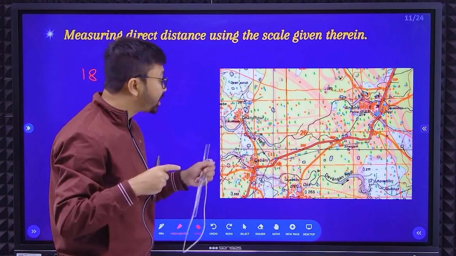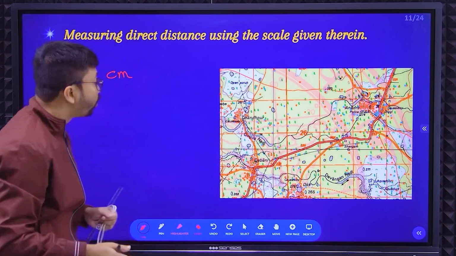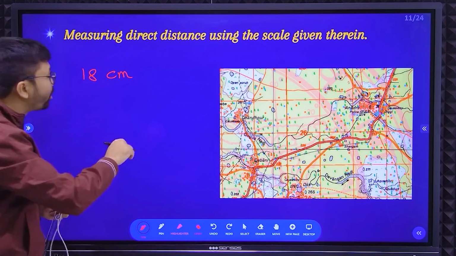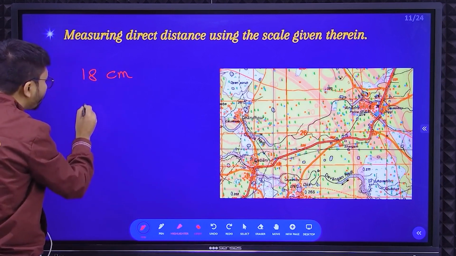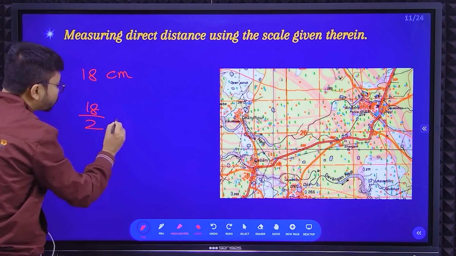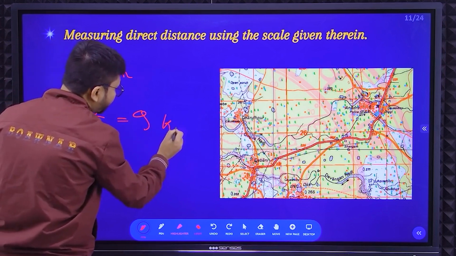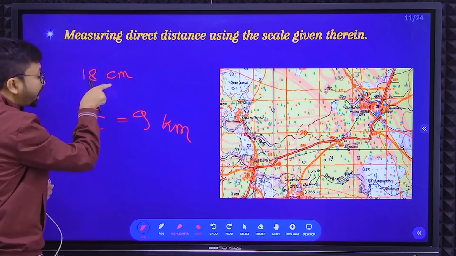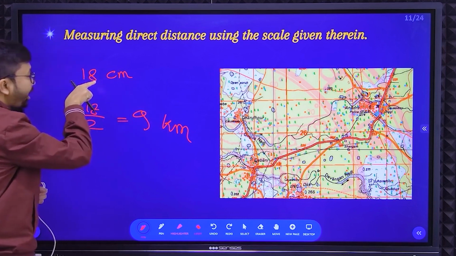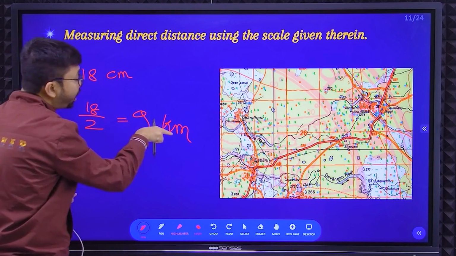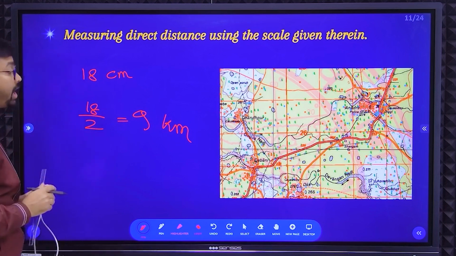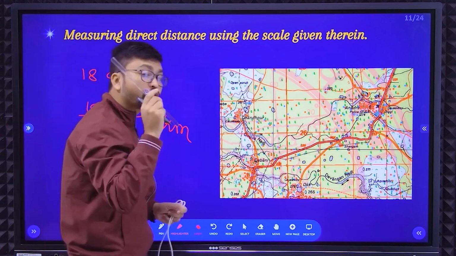What is the scale of the given map? 2 centimeters to 1 kilometer. So whatever data you get, you need to divide by 2. So 18 divided by 2, the distance will be 9 kilometers, because 2 centimeters is 1 kilometer. So if it is 18 centimeters, the actual distance will be 9 kilometers, right? So you need to use the scale.